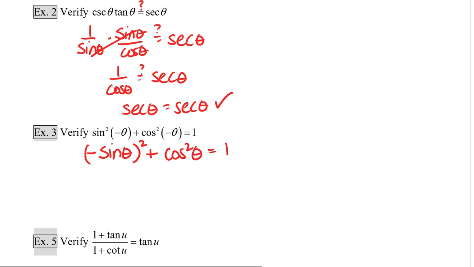Now when I square negative sine of theta, that becomes positive sine squared theta. And we know from our Pythagorean identity that sine squared plus cosine squared equals 1. Whoops, I forgot my question marks. And 1 equals 1, and I have verified it.